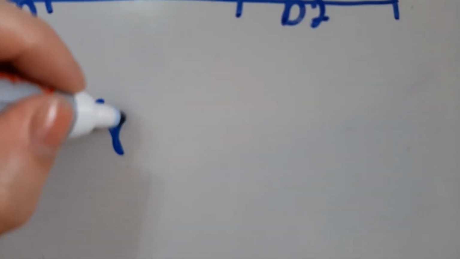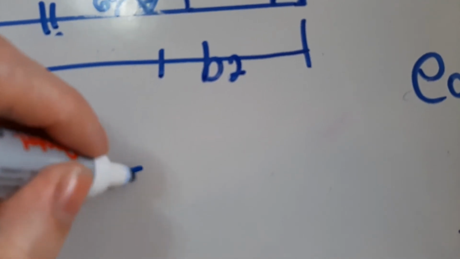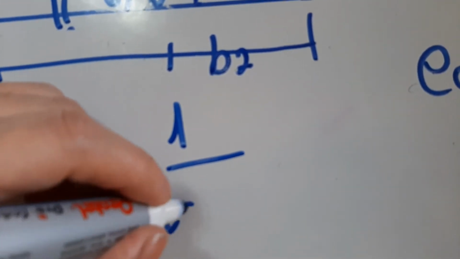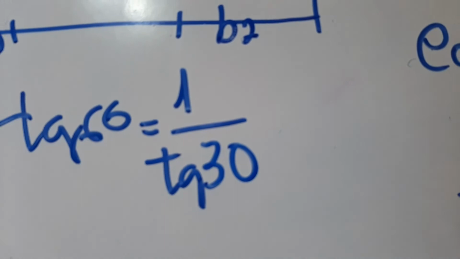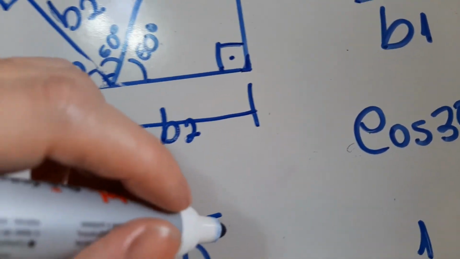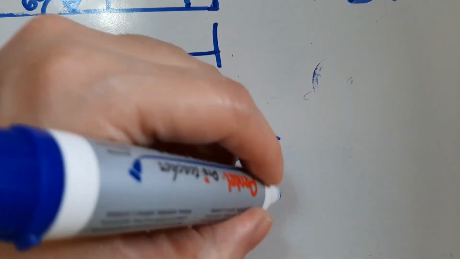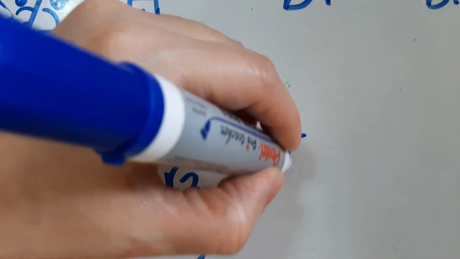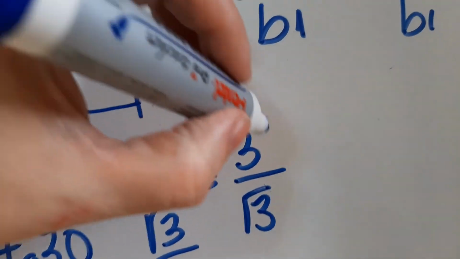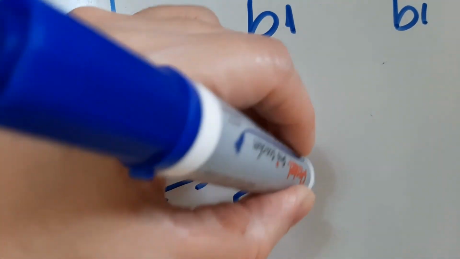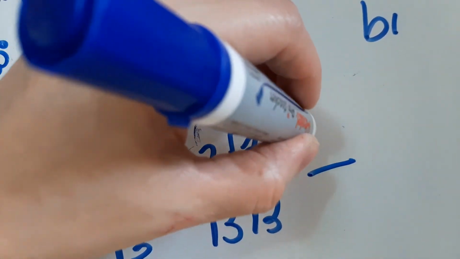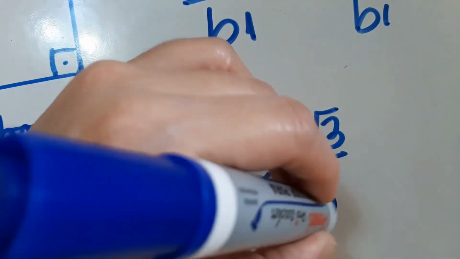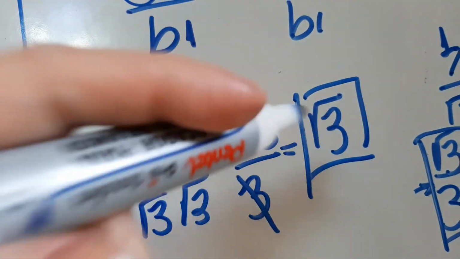And the tangent of 60 is the same as, ta-da! So you're gonna have this. And it is this. So let's multiply by the root of 3 again. I'm gonna have 3, and 3, and 3. So here is the tangent of the 60.